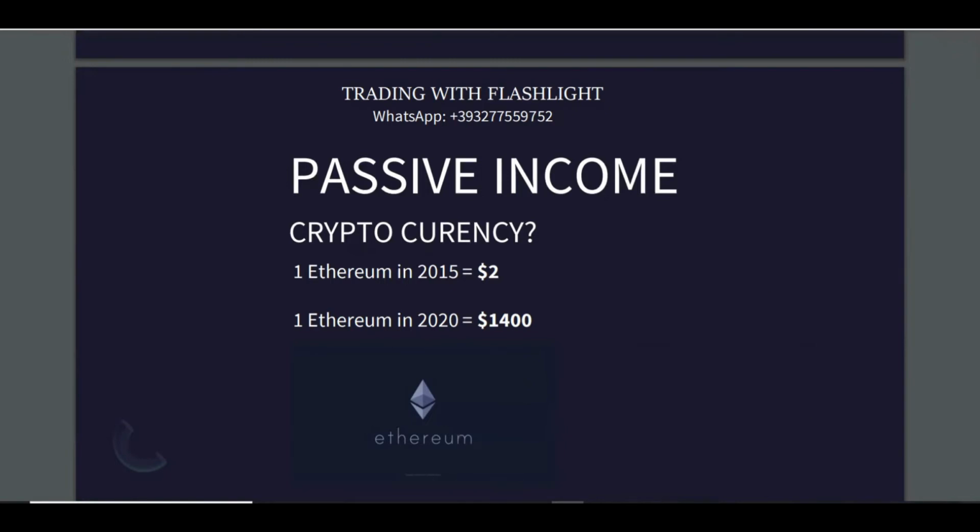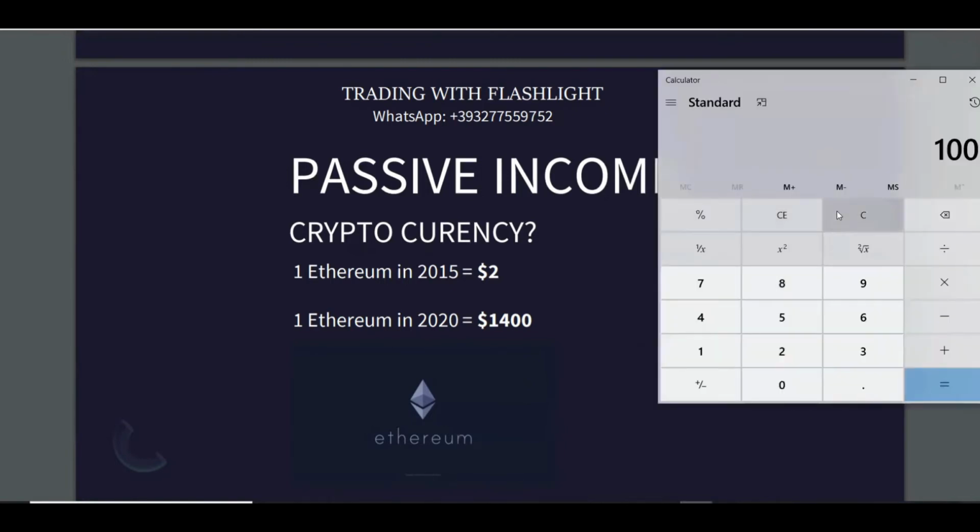So let's talk about percentage, so that everyone can understand. What is the percentage that the person is earning in 5 years? If you have $2, and in 5 years you have 1,400, it means that you are earning 700%. You can imagine. So let's take $2 times 700%.